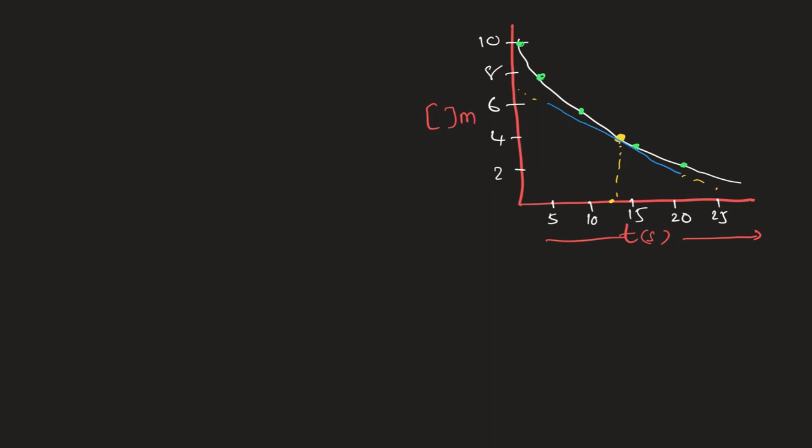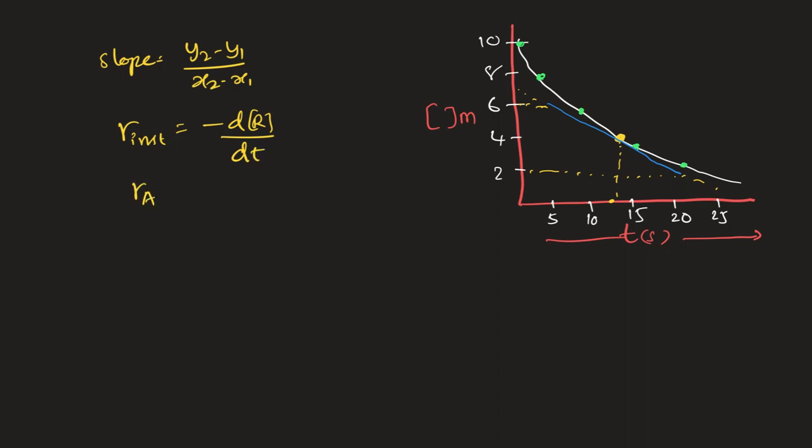So according to this blue line, I will take this, which one? Concentration 6, it means y2 minus y1. So this is taken like this. So slope is equal to what? y2 minus y1 by x2 minus x1. That is nothing more, right? Instantaneous rate is expressed as minus d[R] by dt. Average rate is mentioned as minus delta[R] by delta t.